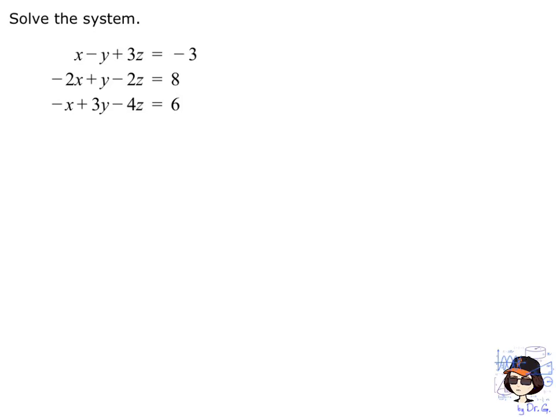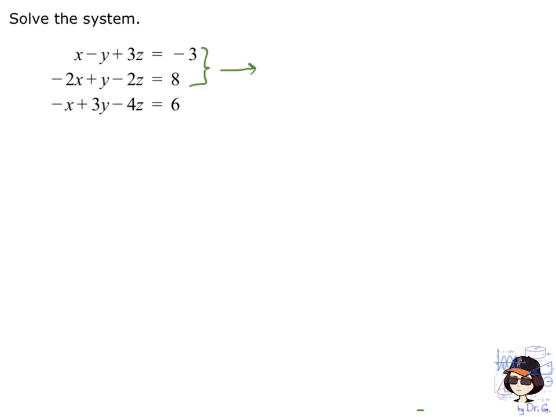Well, we start with two of these equations and see if there's a way to combine them to get rid of one of the variables. If you look at the first equation and the second equation, the first equation has minus y, and the second equation has a plus y. So if we add those two equations together, we might be able to eliminate y and end up with a single equation with just an x and a z. So let's do that and see what happens.